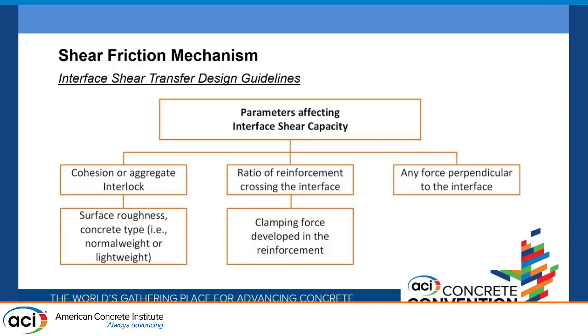In a previous slide I mentioned the parameters affecting the interface shear transfer capacity, and here are summarized the three main contributors of the capacity. So we have the concrete contribution, and this is represented by the cohesion or aggregate interlock. So it depends on the surface roughness, the concrete type, if we have normal weight or lightweight concrete, the ratio of reinforcement crossing the interface, because with this amount of reinforcement, we calculate the clamping force developed in the reinforcement, and finally any force perpendicular to the interface.